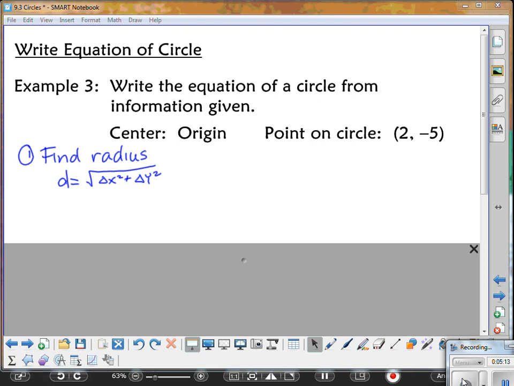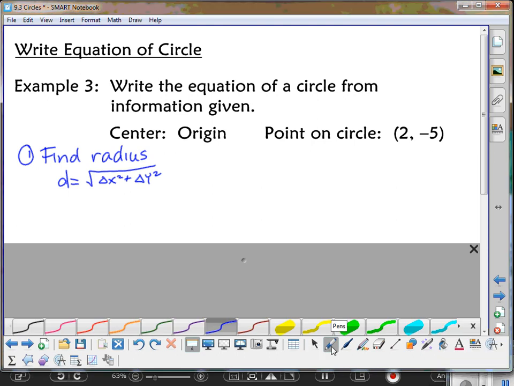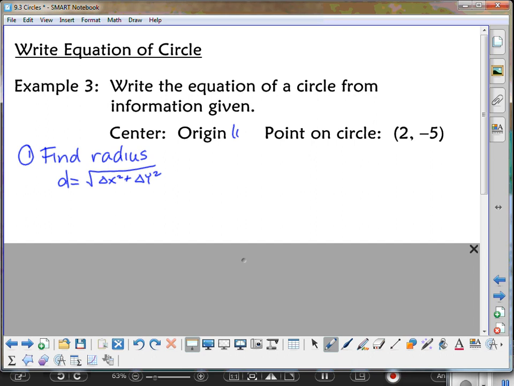All right, so if the center is at the origin, that means it's at 0, 0. So when I go from 0 to 2, how far did I go? 2. And when I go from 0 to negative 5, how far did I go? 5. So 2 squared is 4. 5 squared is 25. Add those together. And my radius is the square root of 29.